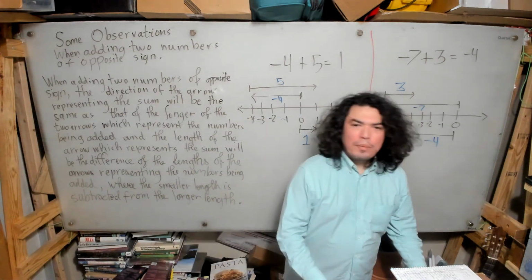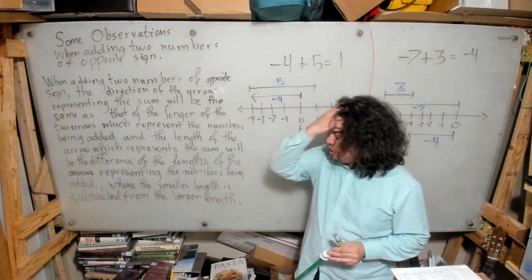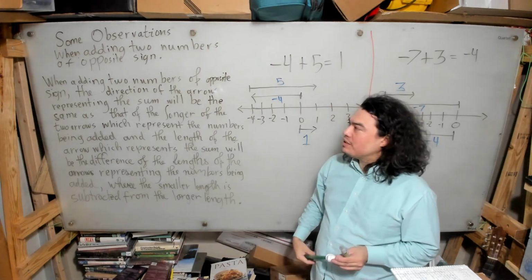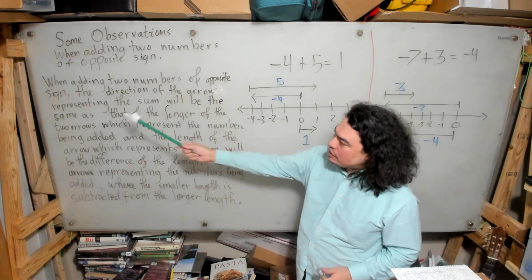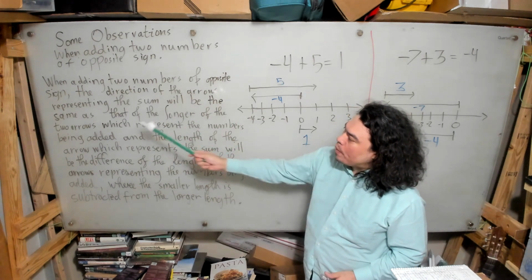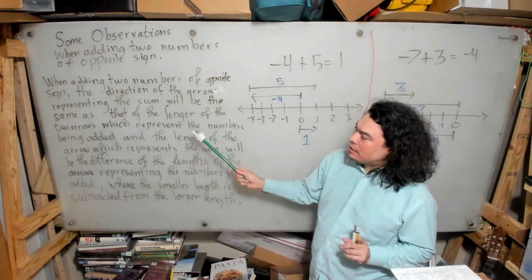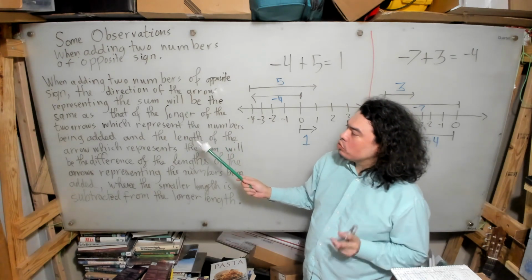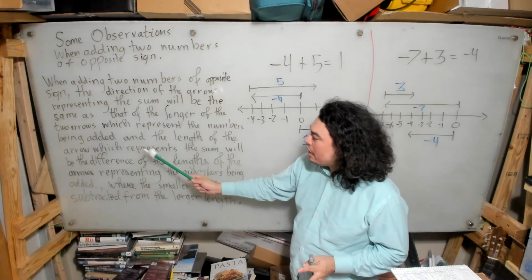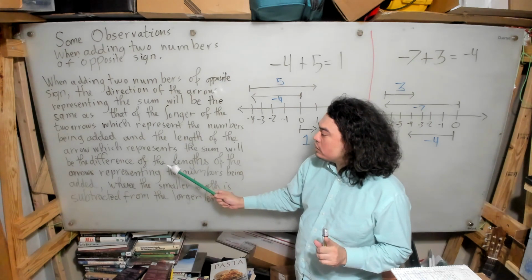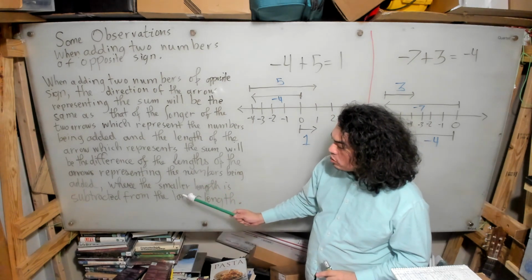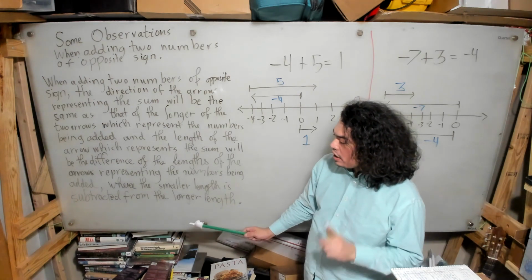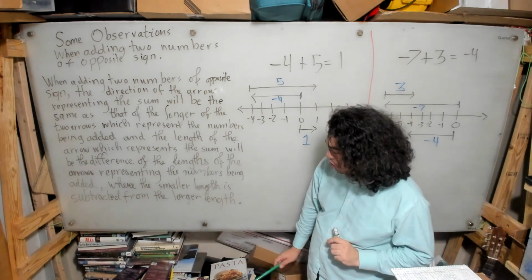So here I have prepared for us a verbal description of the observation we have just made. Okay? When adding two numbers of opposite sign, the direction of the arrow representing the sum will be the same as that of the longer of the two arrows which represent the numbers being added, and the length of the arrow which represents the sum will be the difference of the lengths of the arrows representing the numbers being added, where the smaller length is subtracted from the larger length. Okay?